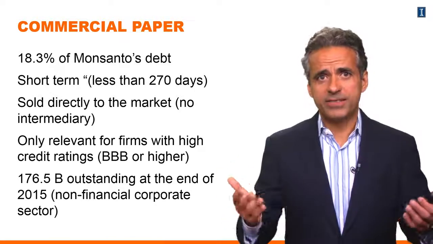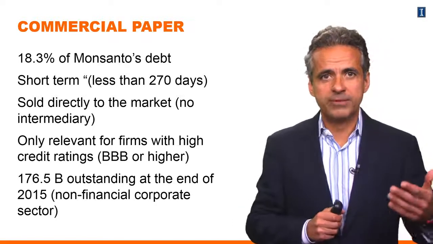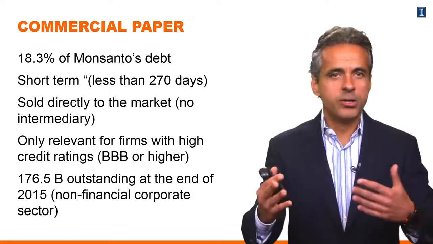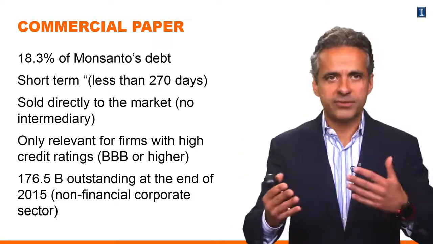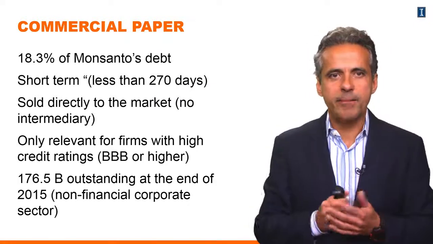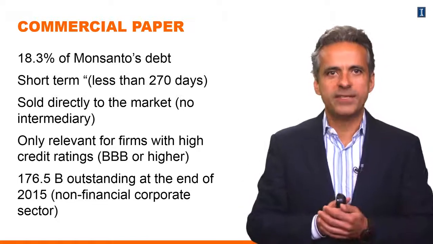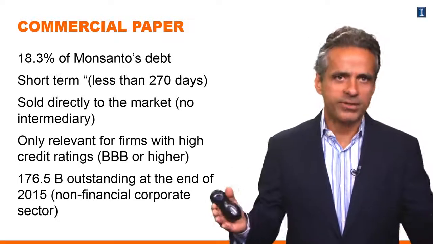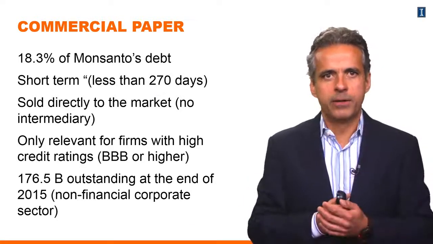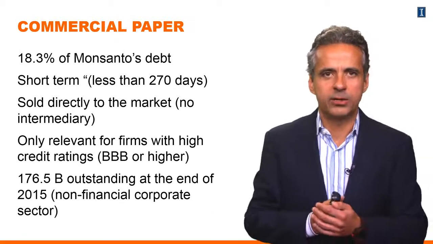Because of this characteristic, this is a type of debt that is relevant only for firms that have very high credit ratings. To be able to access this market, where you can freely borrow from investors on a short-term basis without an intermediary, this market is really only available for companies that have high credit ratings. Monsanto, for example, had a BBB credit rating, so it can have some commercial paper. But companies that have lower ratings, or companies that don't have credit ratings, are not going to be able to access this market.